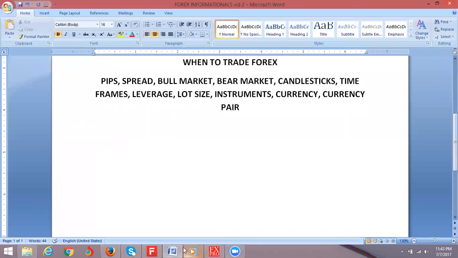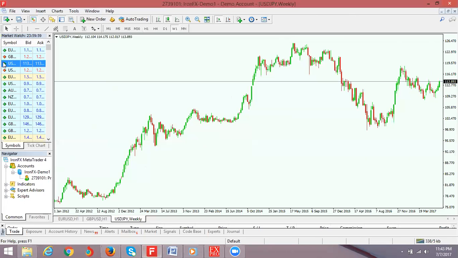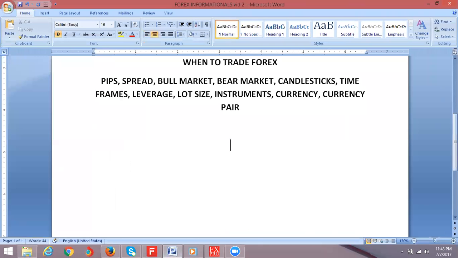Now leverage. Anytime you go to a broker, especially when you are opening your account, they have different types of leverages. They have 20 is to 1, 50 is to 1, 100 is to 1, 200 is to 1, 500 is to 1, and some even have 1000 is to 1.